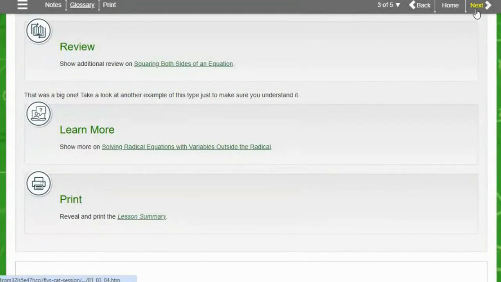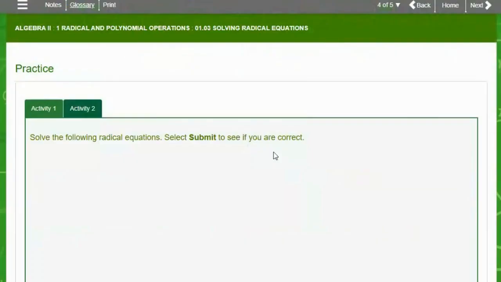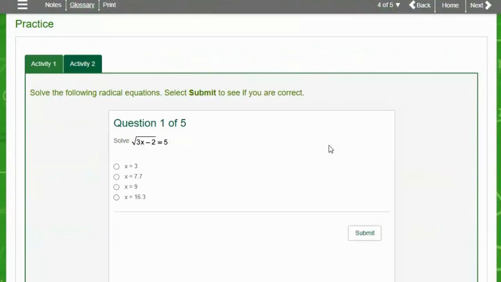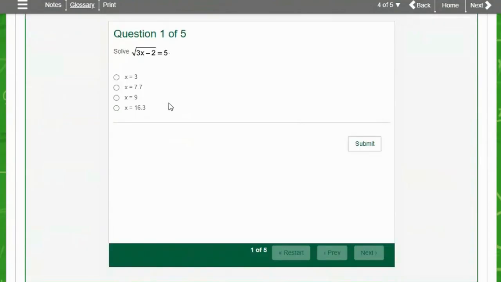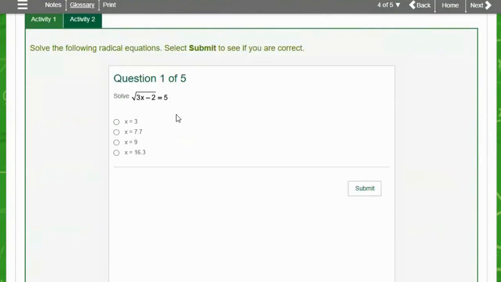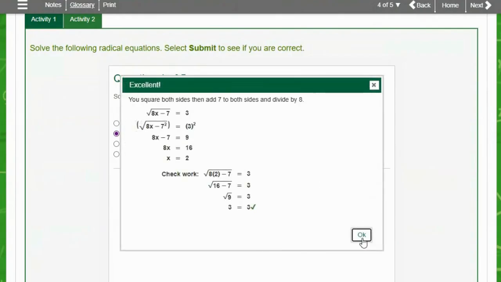I want to go to the practice problems they have on page 4. Solve the following radical equations. Select submit to see if you're correct. Okay, these are simple ones like we were doing, but I want to get to some that have the quadratic equations like they were showing. So that may be activity 2. Nope, that's not activity 2. Let's see if we can move on.